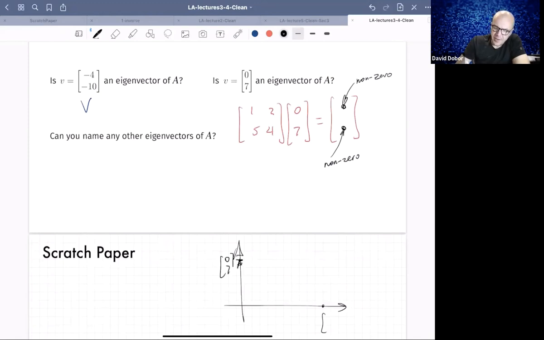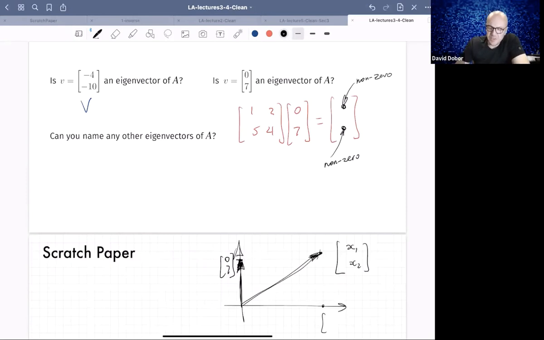0, 7 is right there. How about any other vector? Take this vector, x1, x2, that jets out from here. So this is the 0, 7 vector here, and this is some other vector, x1, x2, whose entries are non-zero. I took two positive x1, x2 entries.